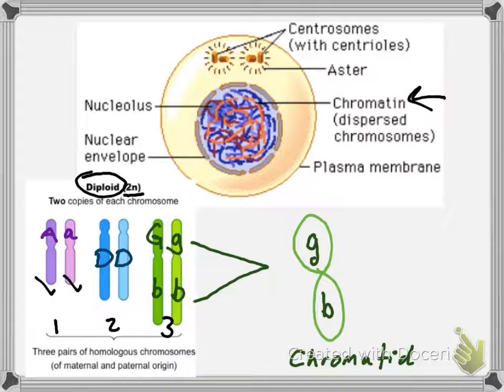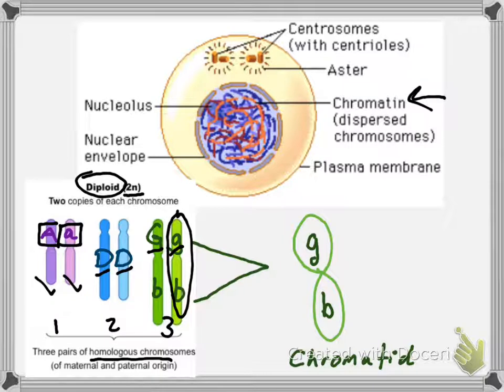That means that each of the homologous chromosomes have the same genes. A and A represent the same gene in the same location. The alleles might be different, like here, or they might be the same, like here. But that's why we call them homologous. Same genes, same locations.